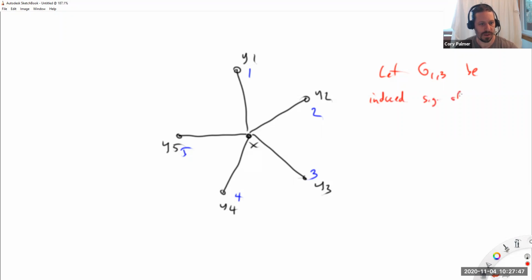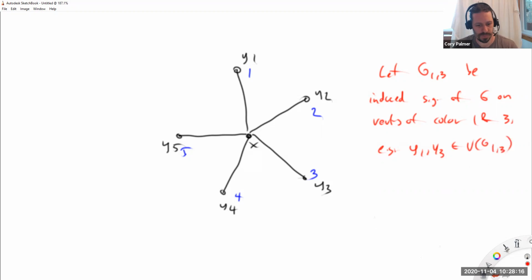subgraph of G on vertices of color 1 and 3. So what do I mean by G1,3? Just take all the vertices of color 1 and 3 and maintain all the edges that were among them already. Actually, we did exactly this in Brooks's theorem, okay? So this is everything. So for instance, Y1 and Y3 are vertices of G1,3, right? But there's other stuff, okay?